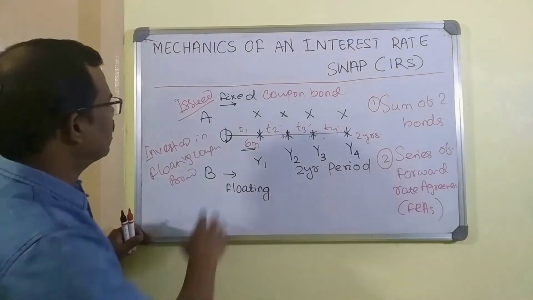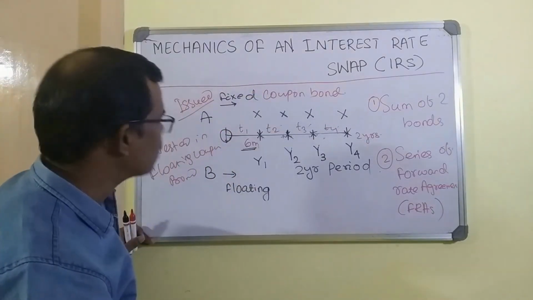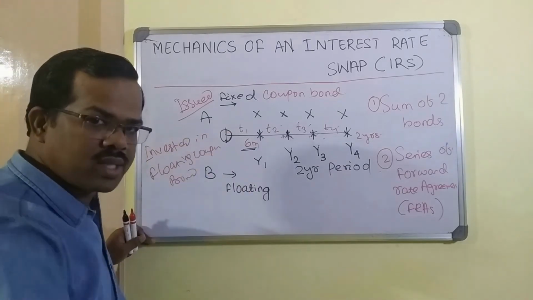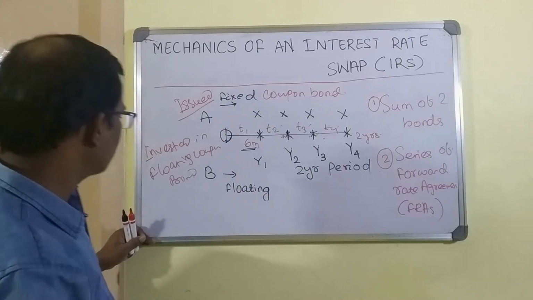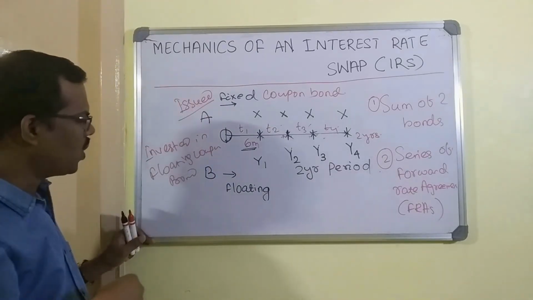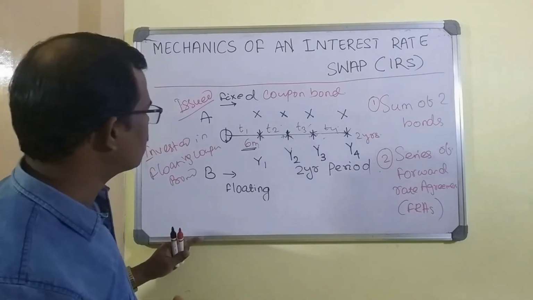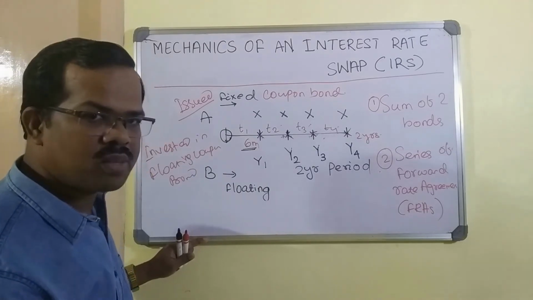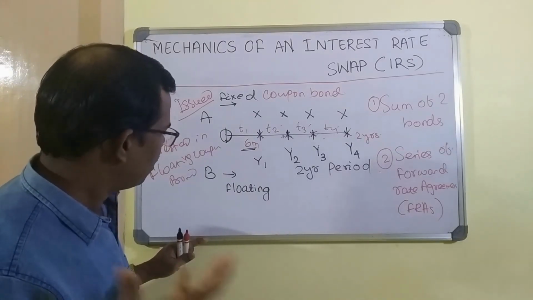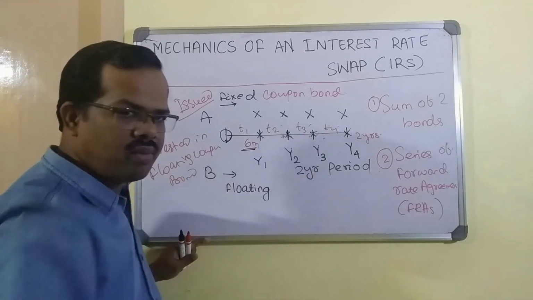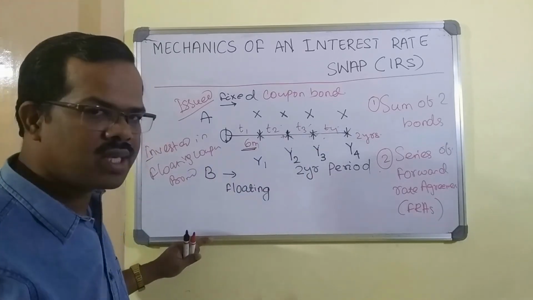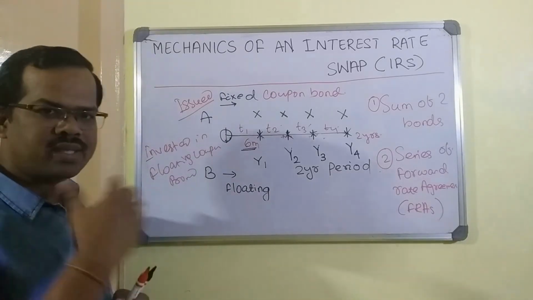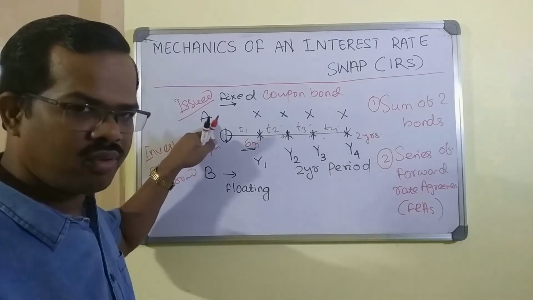Look at the mechanics again. A is the fixed rate payer, so A has issued the fixed coupon bond, and A is the receiver of the floating interest, so A has invested in a floating coupon bond. For B, look at the position. B is paying floating coupon, so that means B has issued the floating coupon bond, and B is receiving the fixed interest. So B has invested in a fixed coupon bond. So the position of B is exactly the mirror image of the position of A.